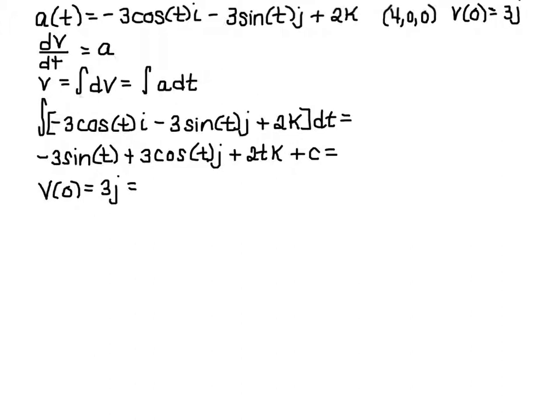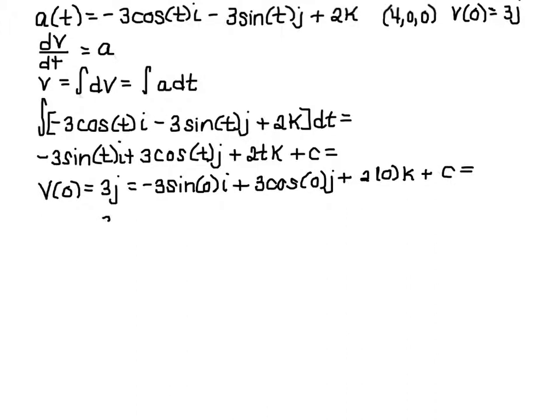And that gives us a negative 3 times the sine of 0 in the i direction, and it looks like I forgot an i right there, plus 3 times the cosine of 0 in the j direction, plus 2t, t is 0, in the k direction, plus c. And again, we're trying to find c. So we get 3j is equal to, well, the sine of 0 is 0, so we lose this term. We also lose this term because 2 times 0 is 0, but we keep this middle term because the cosine of 0 is 1. So we get 3 times 1, or 3j, plus c. And clearly from this we can see that c is equal to 0 in order to have this equality work.